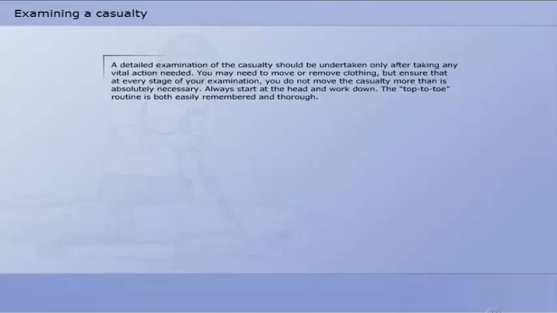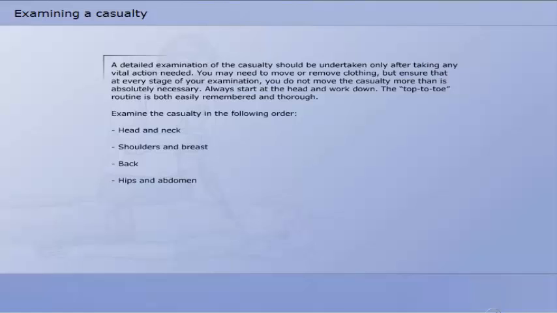Examine the casualty in the following order: head and neck, shoulders and breast, back, hips and abdomen, thighs, legs and feet, and arms.